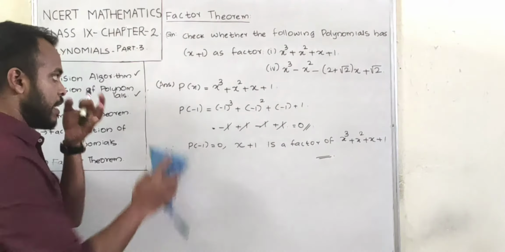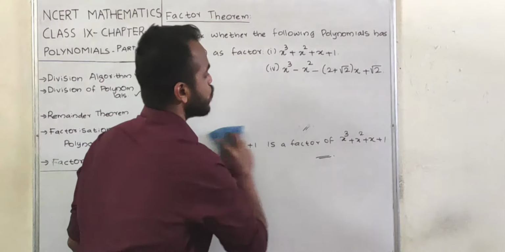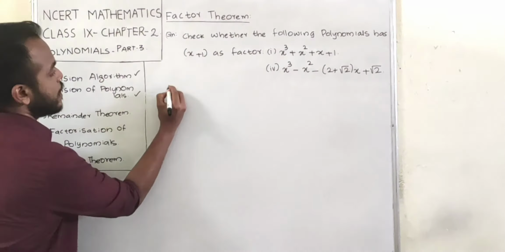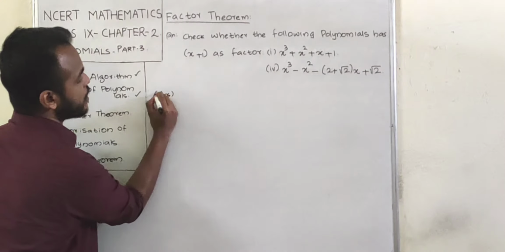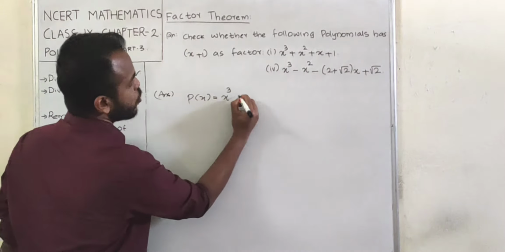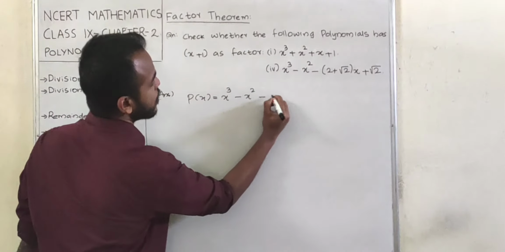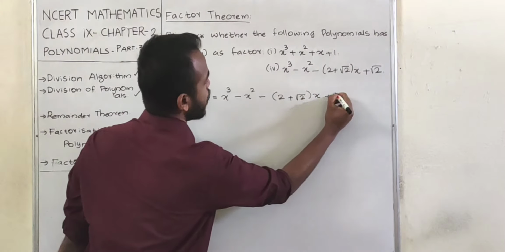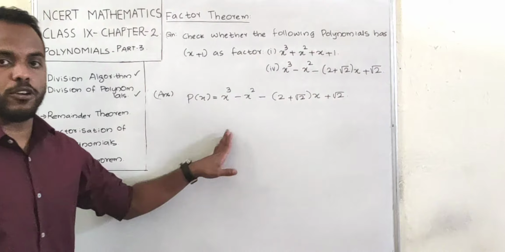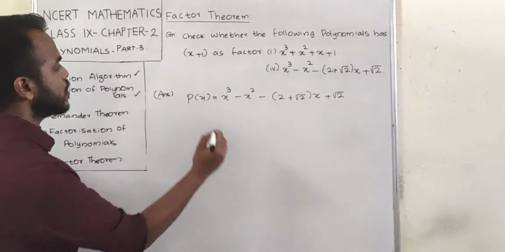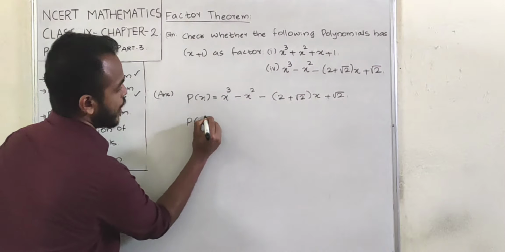This is one of your exercise questions in 2.4. I'm going to do the fourth one. In this case, the polynomial is different. The polynomial P of x is equal to x cube minus x square minus 2 plus root 2 x plus root 2. This is our polynomial. Now, we need to check whether x plus 1 is a factor. So, we find the value of P of minus 1.